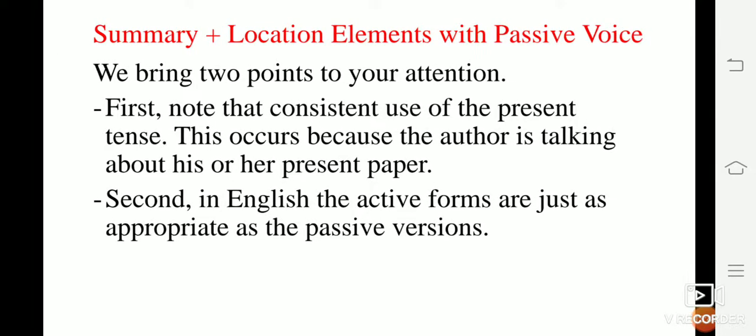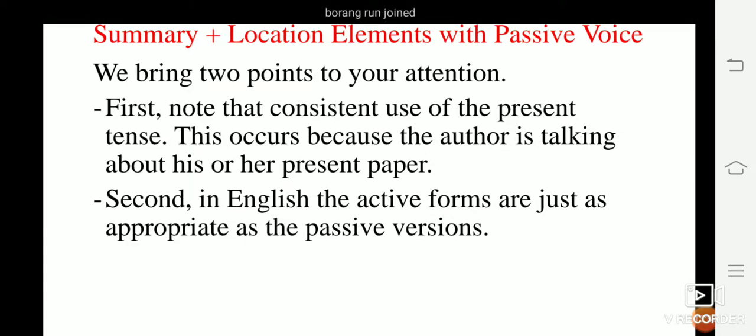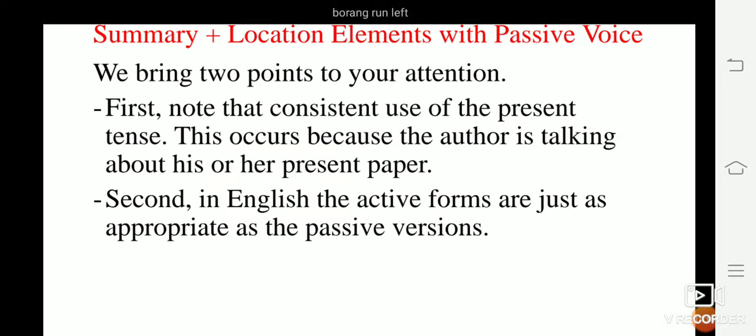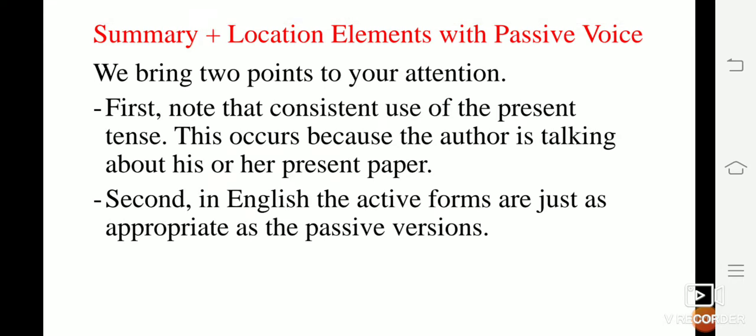So please look at it, everyone. Summary plus location elements with passive voice. We bring 2 points to your attention. First, note the consistent use of the present tense. This occurs because the author is talking about his or her present paper. So in here you use the present tense, because the author is writing the present paper, not the past one.